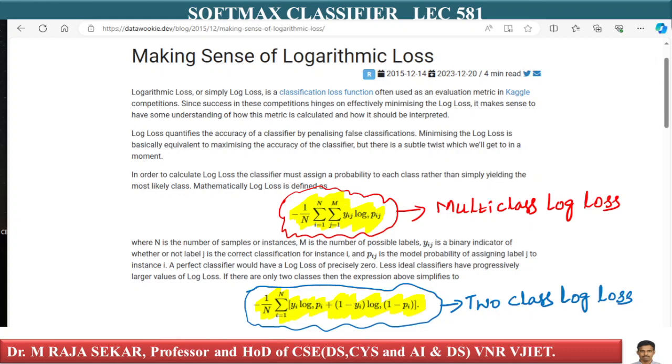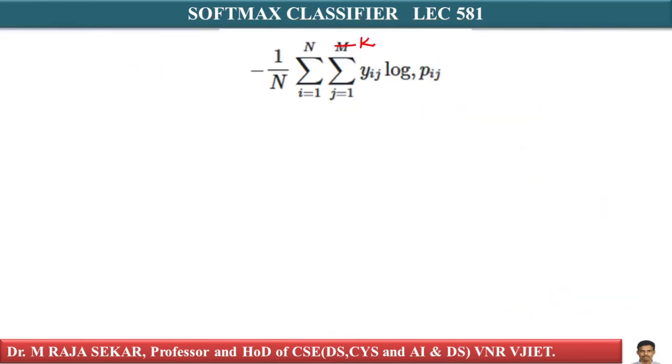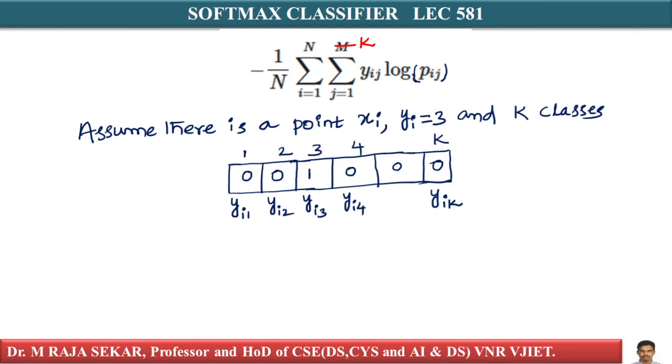In this slide you have 2 class log loss as well as multi-class log loss. Multi-class log loss has nice properties. Let's assume there is a point xi for which yi equal to 3. Let's assume I have k classes. So what is my yij in the formula? It is equal to 1 for j equal to 3. Rest of everything is 0, isn't it? Let me assume here only for j equal to 3 I have one value, isn't it?